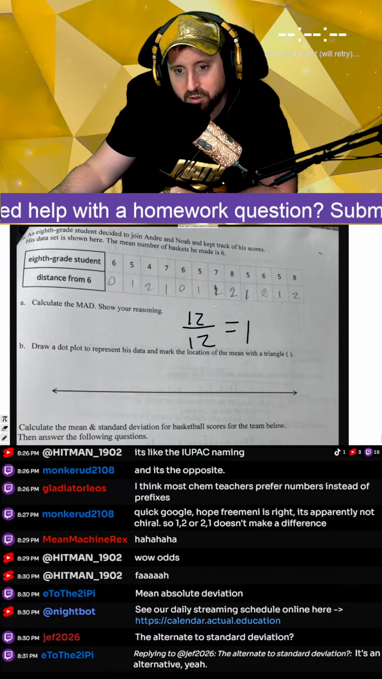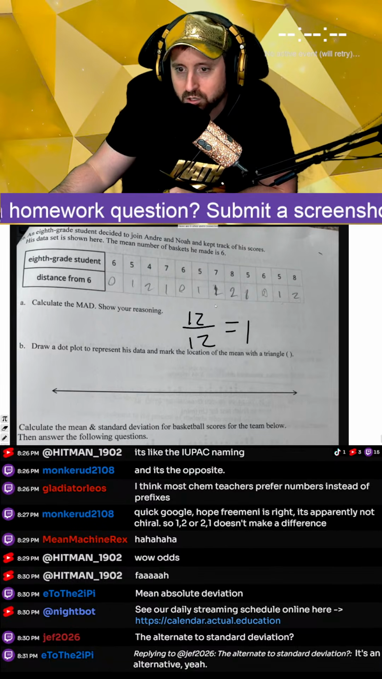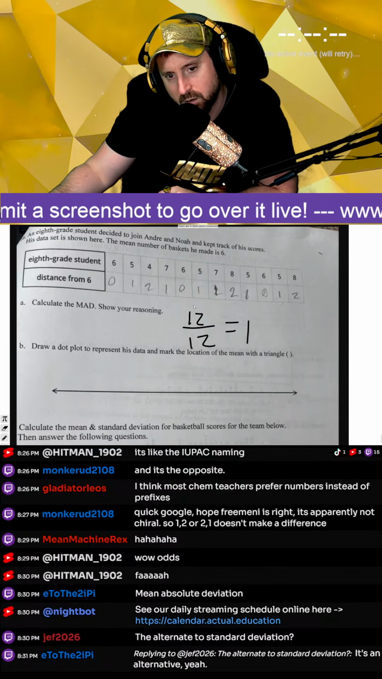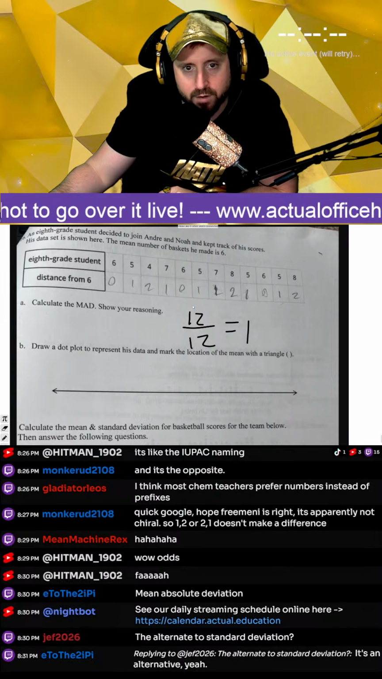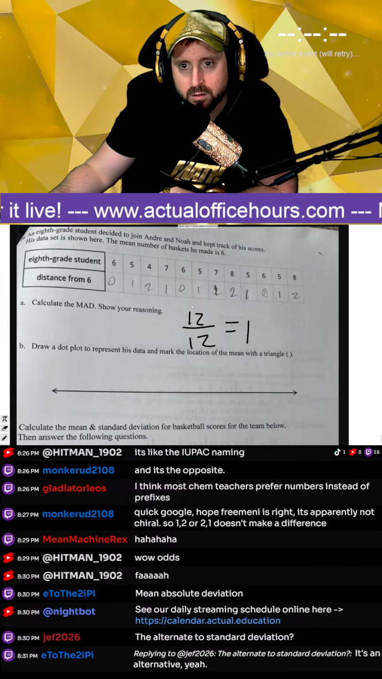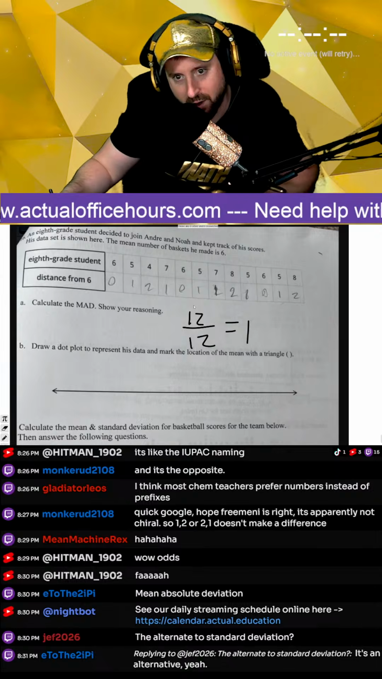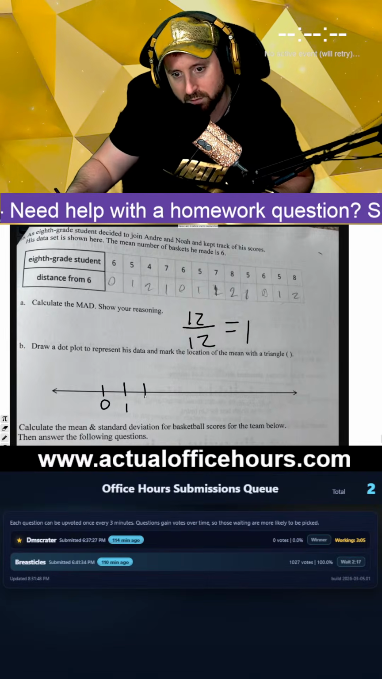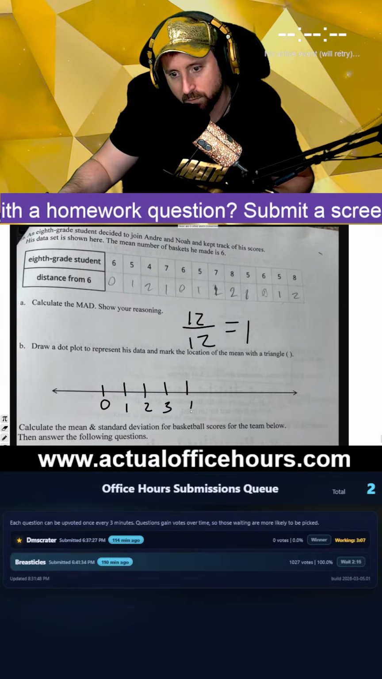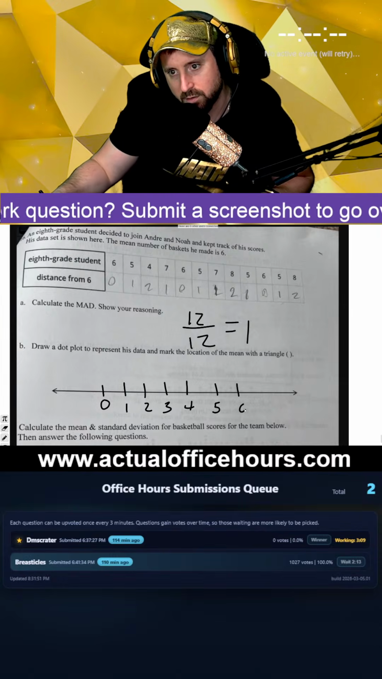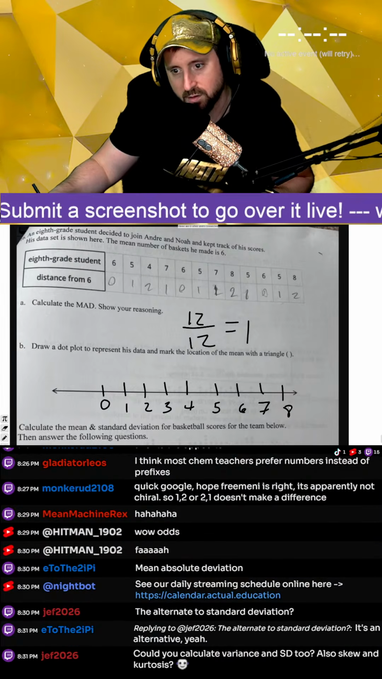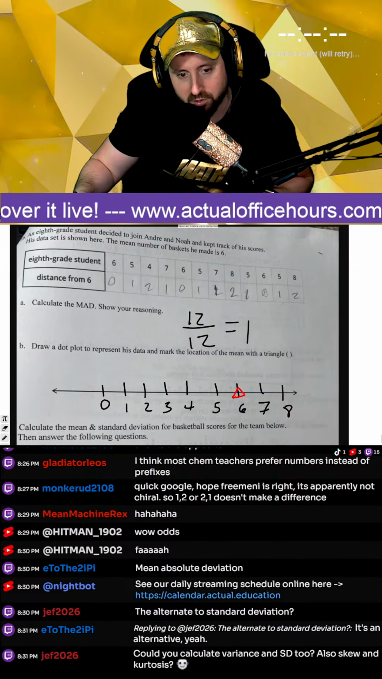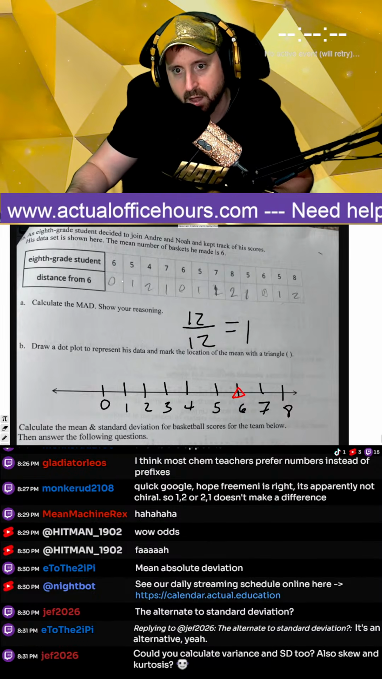Draw a dot plot to represent his data and mark the location of the mean with a triangle. A dot plot of what? Oh, I think I see what they want. Sorry, I think they want like 0, 1, 2, 3, 4, 5, 6, 7, 8. And then they want the mean. The mean's right here with a triangle.